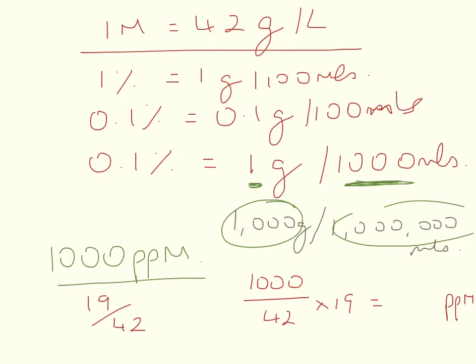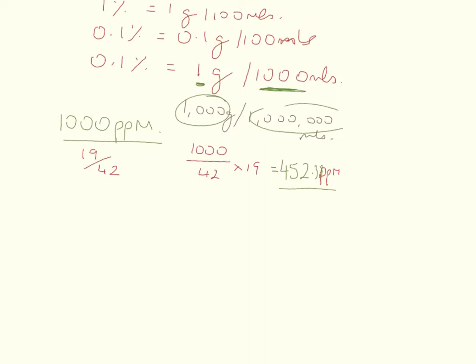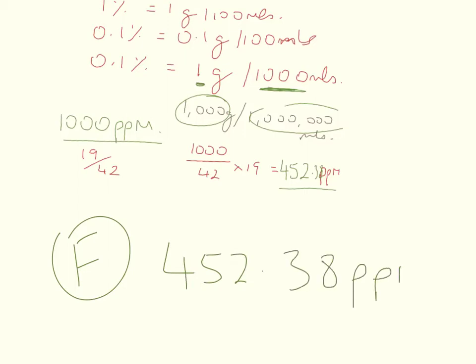So if we go here, calculator, and we say 1,000 divided by 42 multiplied by 19, we get an answer of 452.38 parts per million. Okay, so that answers that question, right? So the answer of just the fluoride in parts per million is 452.38 parts per million. And that's question 15.